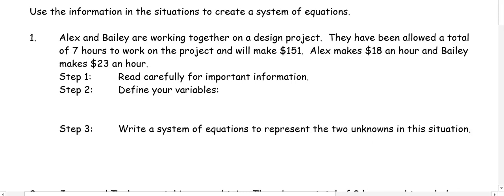So first we want to read and find all of our important information. We know that there's a total of 7 hours to make a total of $151. And we know that Alex makes $18 and Bailey makes $23. The thing we're trying to find is how many hours Alex and Bailey are working. So we want to use letters for Alex and Bailey. A is going to stand for Alex hours worked, and B is going to stand for Bailey hours worked.